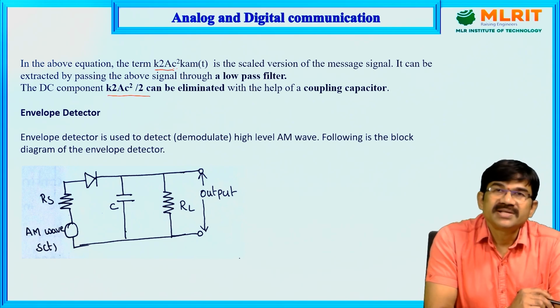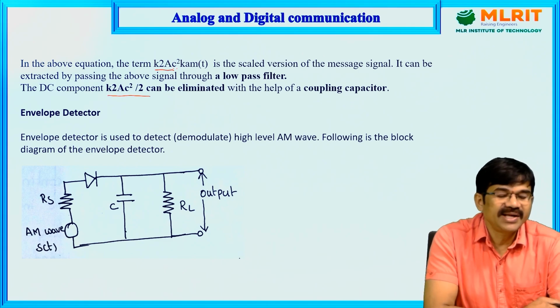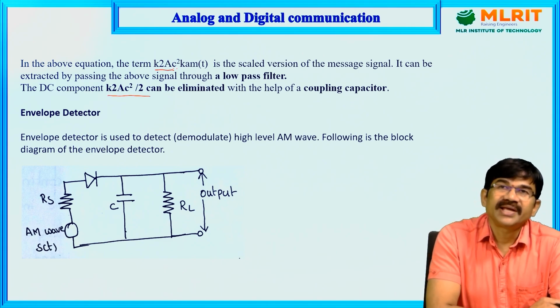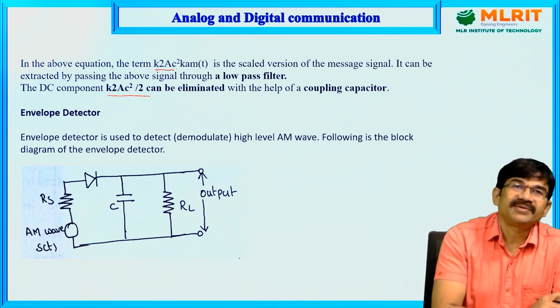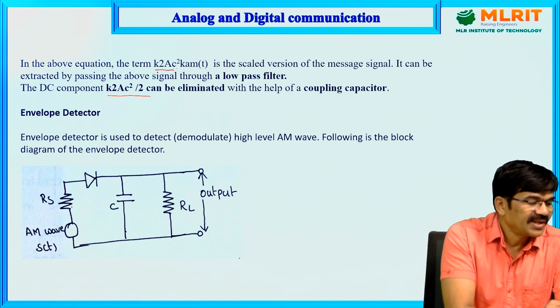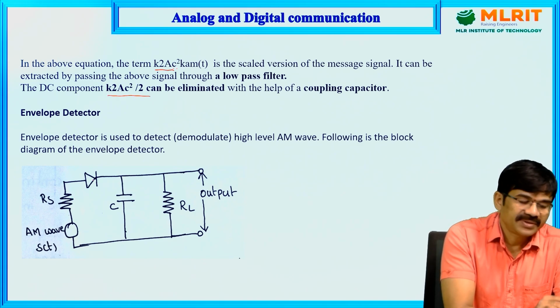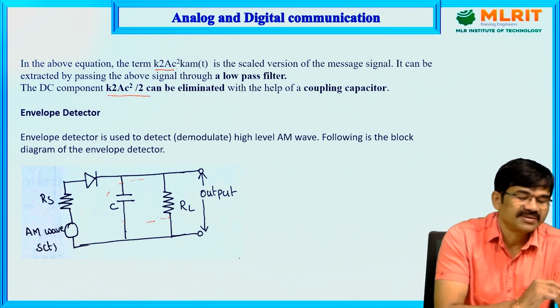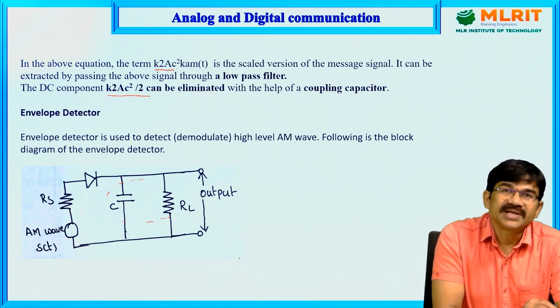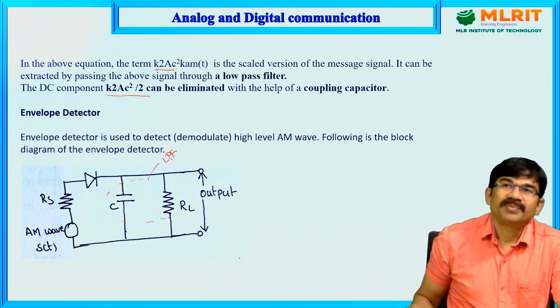Next demodulator is the envelope detector. The envelope detector is used to detect the high level AM wave. Following is the block diagram of the envelope detector. Here we apply S of t, connected to the source resistor RS, which is applied to the diode, and one more section, which we call the low pass filter. The capacitor connected in parallel with RL acts as a low pass filter.